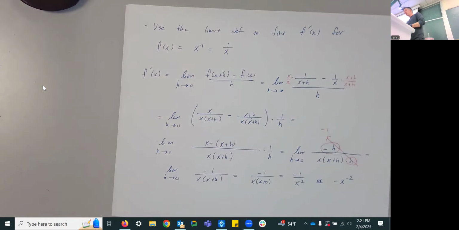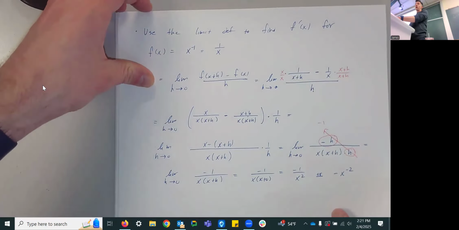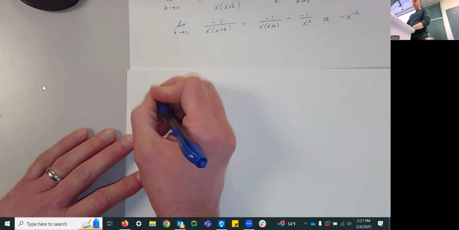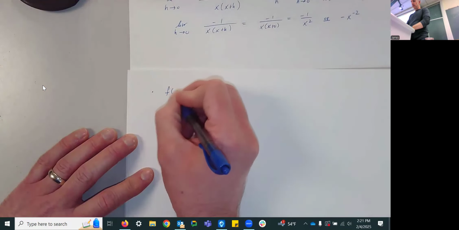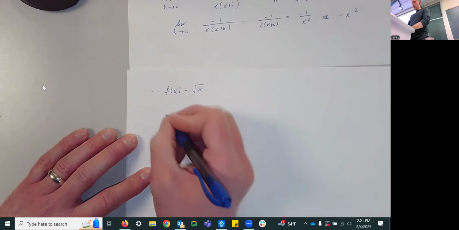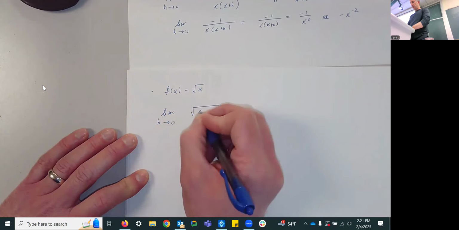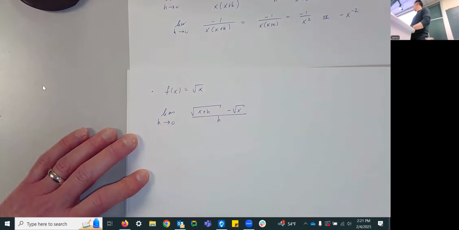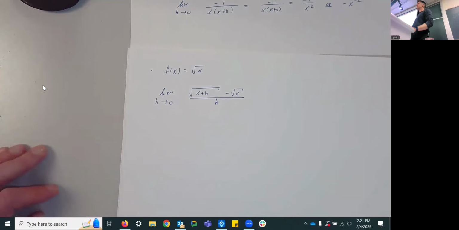Another very common example in this same vein is either for the square root or the cube root. So for f of x equal to the square root of x, you would do the limit as h approaches 0 of the square root of x plus h minus the square root of x all over h. I'm not going to do this one, but I'm going to ask you all, what would be my next step? Conjugate.